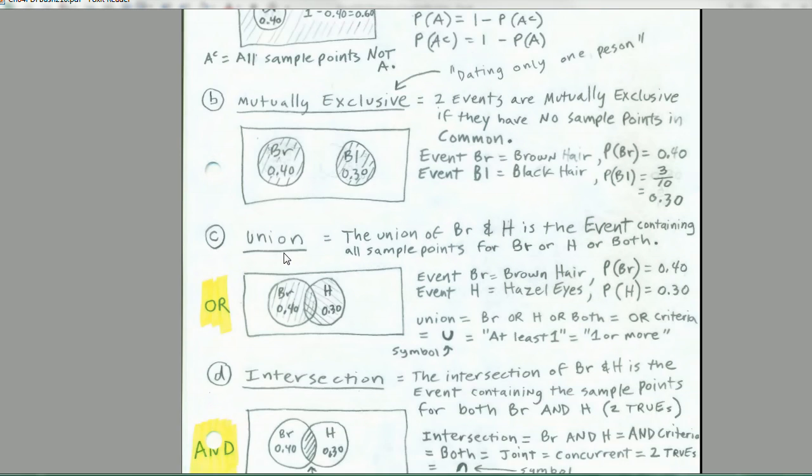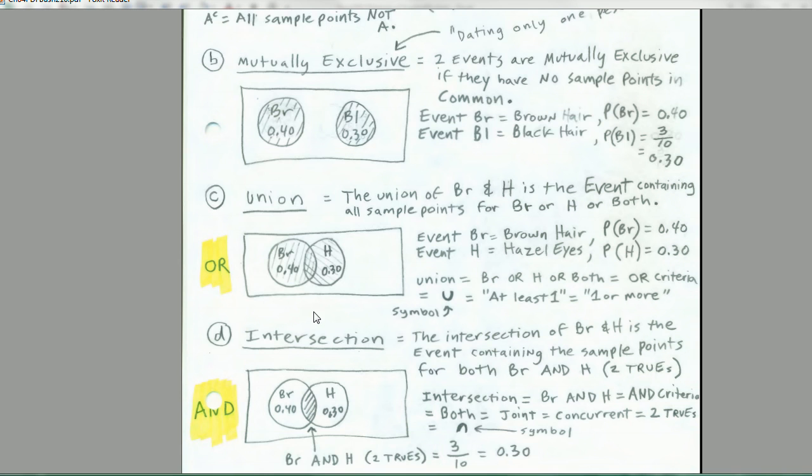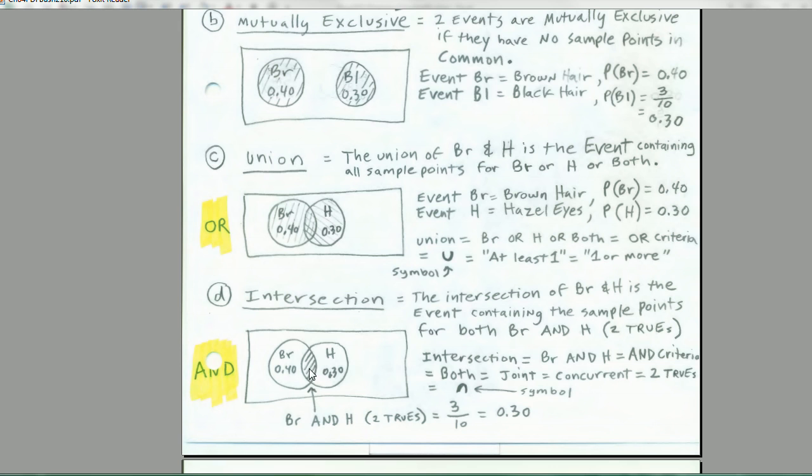Now, a union means all the sample points for brown or hazel or both. Now, this is the union. It's everything, but notice there's some overlap. When we get to our adding rule, we're actually going to add brown plus hazel and subtract the overlap. Why do we have to subtract? Because we don't want any double counting. Now, that little bit right there is called intersection. Another way to think of this is and. Who has brown hair and hazel eyes?